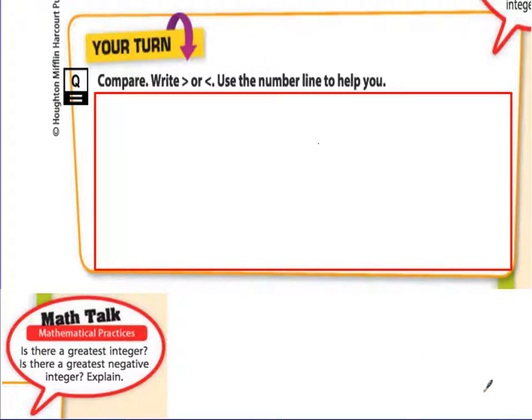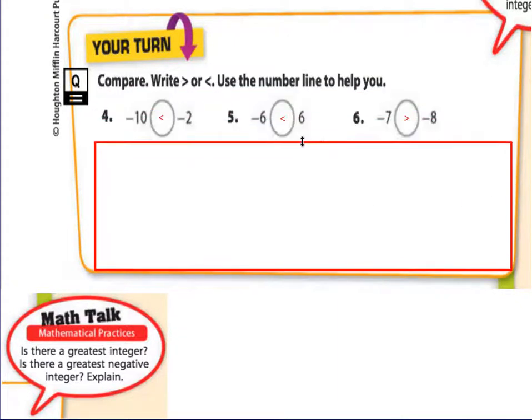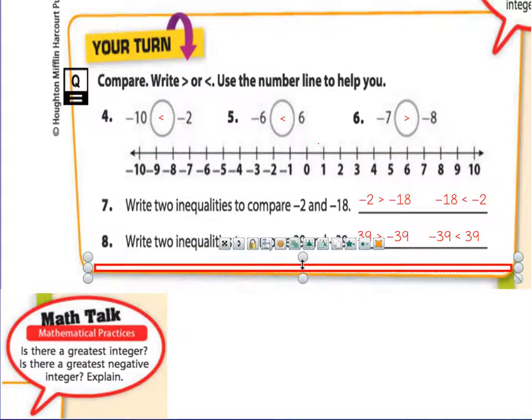All right, so here I have your answers for you. We could have said that negative 2 is greater than negative 18, so this one is the greater than. And we could have said negative 18 is less than negative 2. Here, even though the 39s are the same, one is positive and one is negative, so 39 is greater than negative 39, or negative 39 is less than 39.